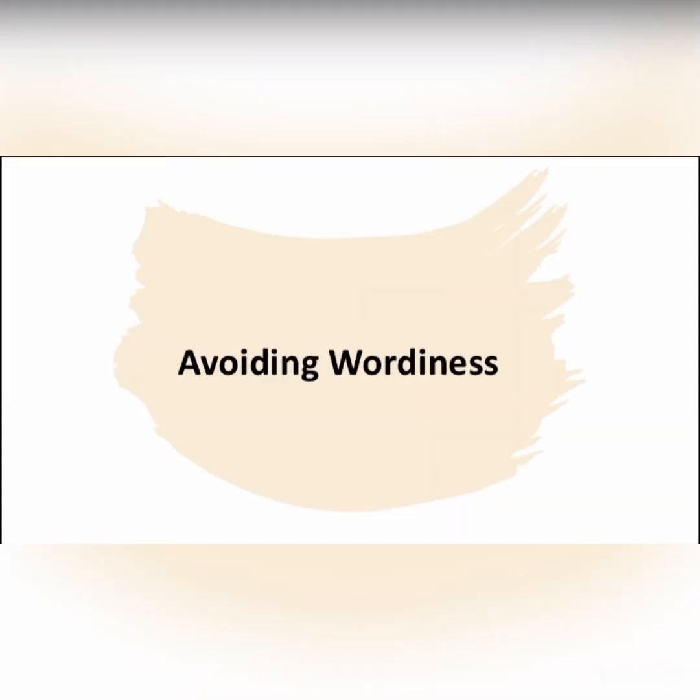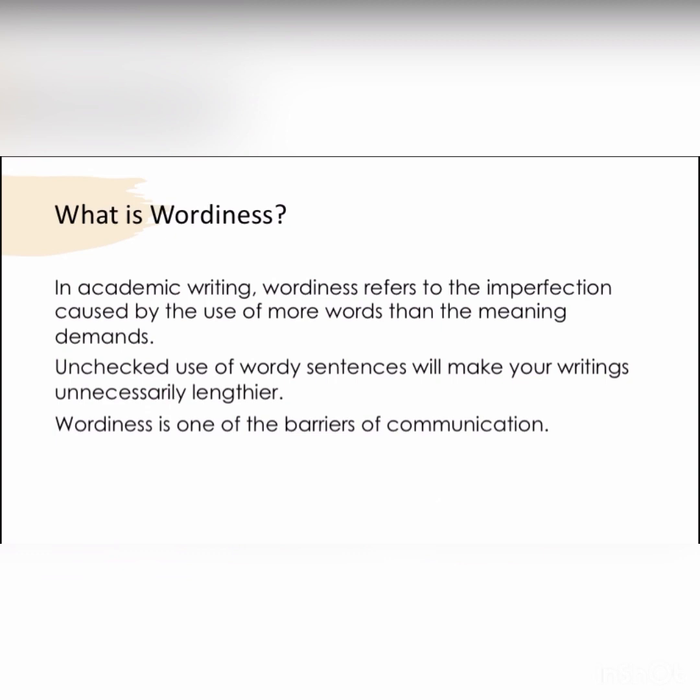Today we are going to discuss the last topic of this chapter, wordiness, how we can avoid wordiness in formal writing situations. So what is wordiness? In academic writing, wordiness refers to the imperfection caused by the use of more words than the meaning demands. Unchecked use of wordy sentences will make your writings unnecessarily lengthier. Wordiness is one of the barriers of communication. So we need to make our sentences brief and concise.